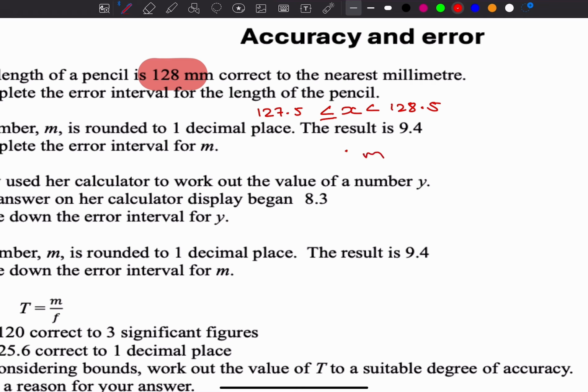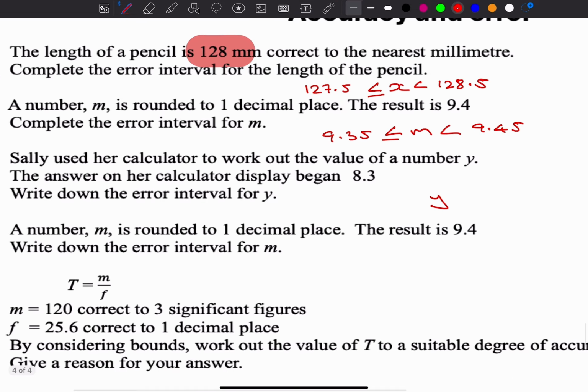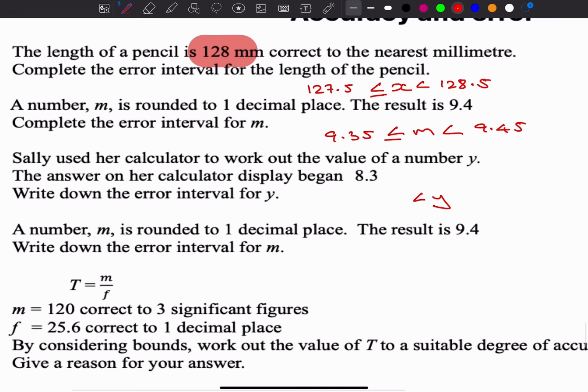M is greater than or equal to, less than, is always the sign, remember. 9.4 means 9.45, 9.35. Y is greater than or equal to, less than. If it's 8.3, what do you think? 8.35. I mean, sorry. What do you think? 8.25? 8.35? Actually, no. You know why?